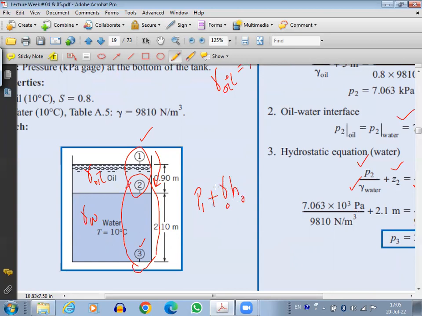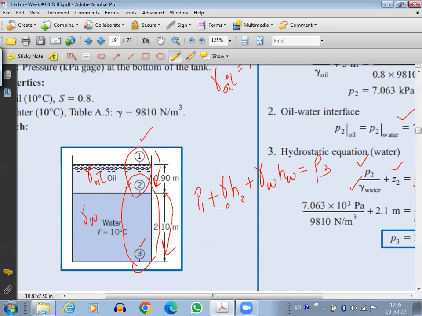Now I have come to 0.2. Now I'm further moving from 2 to 3, so again I'm moving down. So plus gamma of water times height of water from 2 to 3 equals, now I have come to 0.3, equals P3. Direct approach.